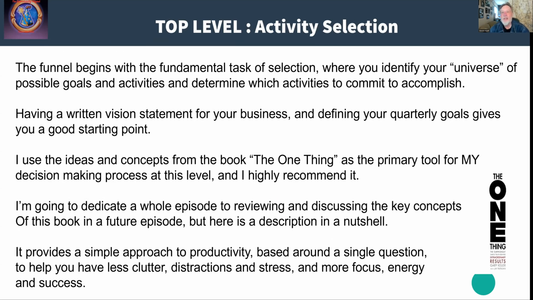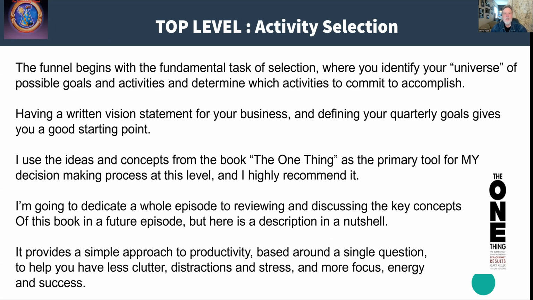So the top level is activity selection. That's where you identify your universe of possible goals and activities and determine which activities to actually commit to accomplishing. Having a written vision statement for your business and defining your quarterly goals and periodically reviewing and updating those gives you a good starting point for this.